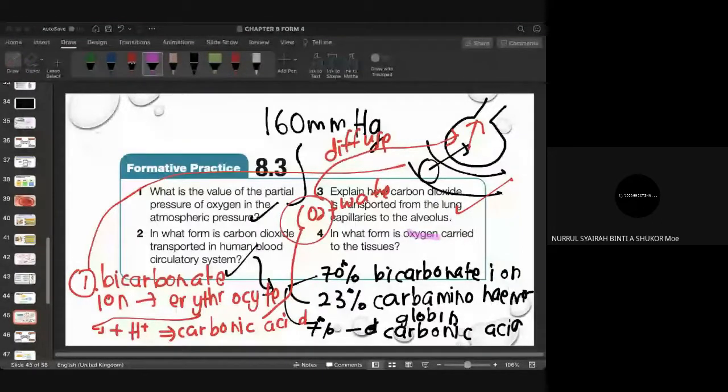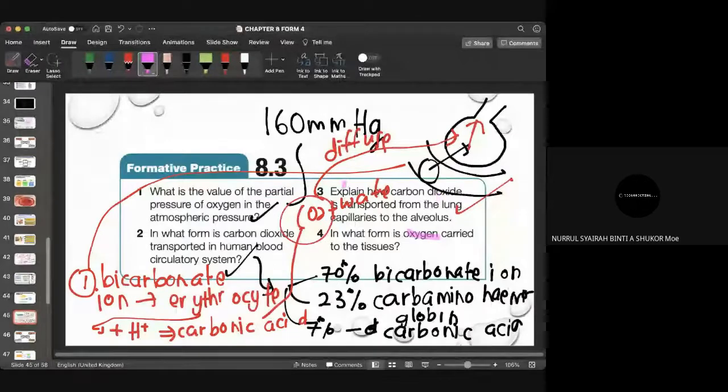Datu Aaron. Datu Aaron. What form? Mana Datu ni? Datu. In what form oxygen is carried to the tissues? Apa nama dia? Tak ingat. Cepat dah tu. Apa ni? In what form? Apa oksigen dia bawa dekat dalam badan kita dalam bentuk apa?